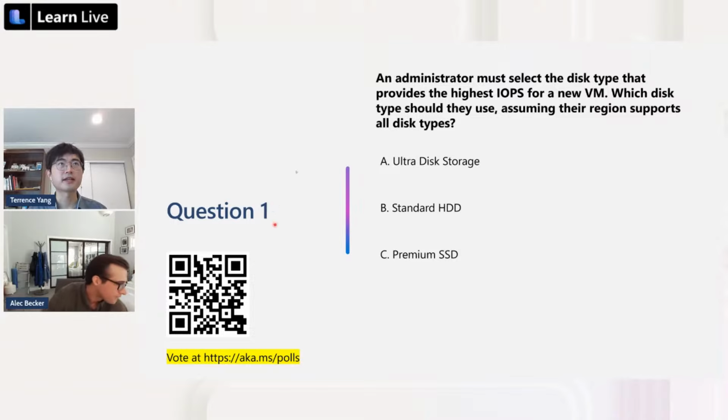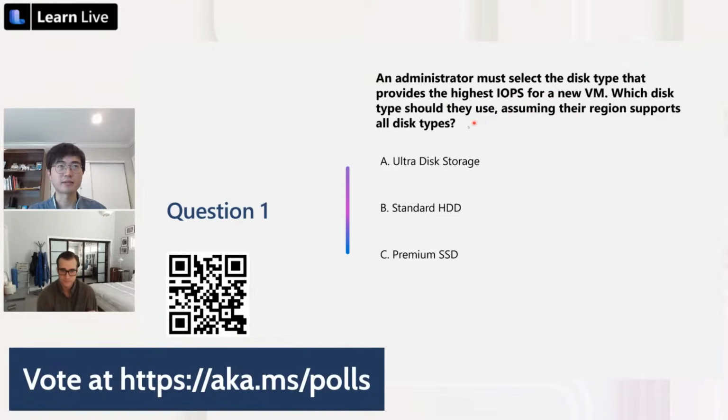So the first question is, an administrator must select the disk type that provides the highest IOPS for a new virtual machine. Which disk type should they use, assuming their region supports all disk types? A, Azure Disk Storage, B, standard HDD, C, premium SSD. Okay, I am seeing the answers coming in, and currently the answers are correct. I will reveal the answer in a minute.